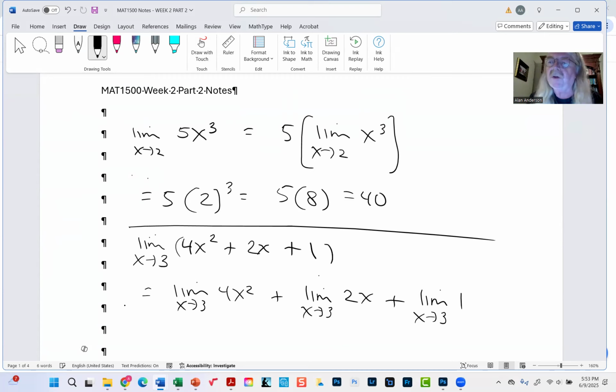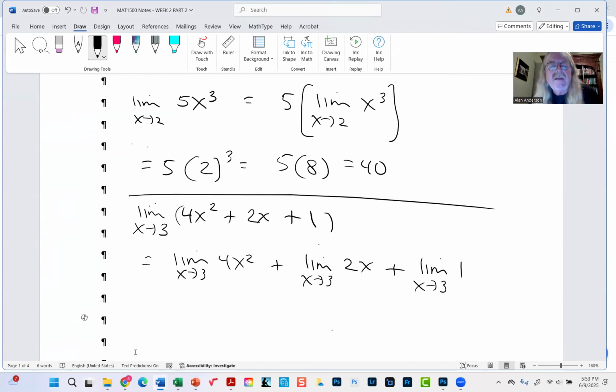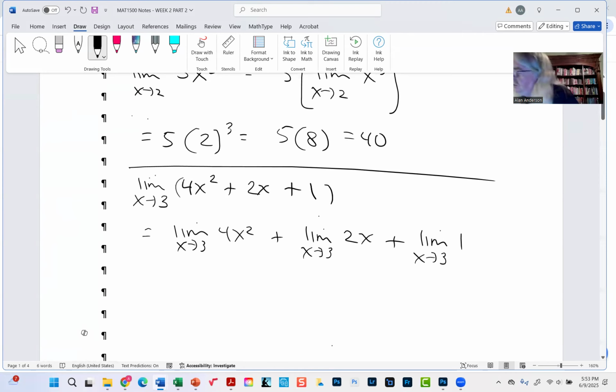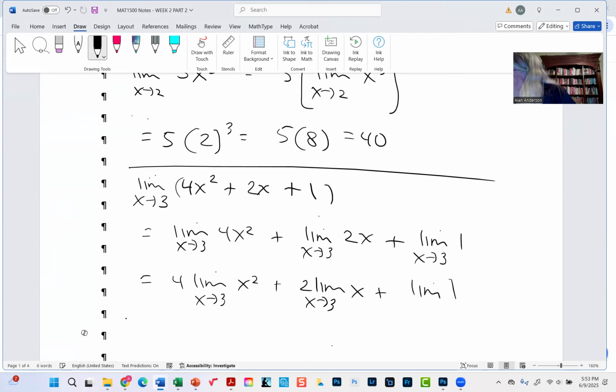Now, of course, it's very important to note that in each case, we're assuming that x is converging to the same constant, which in this case is 3. It has to be the same, otherwise the rules don't apply. Then what we could do is simplify it even further if we wanted to. For example, we could write this as the limit as x approaches 3 of x squared plus 2 times the limit as x approaches 3 of x. And then here we have the limit of 1 as x approaches 3.